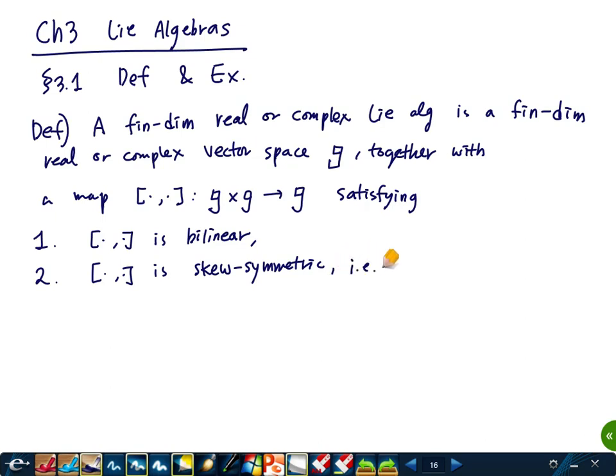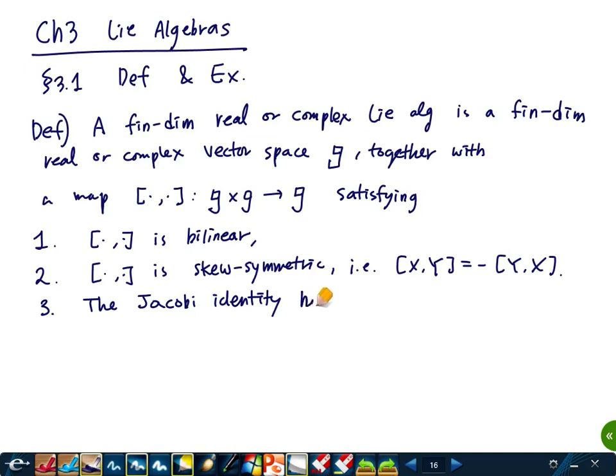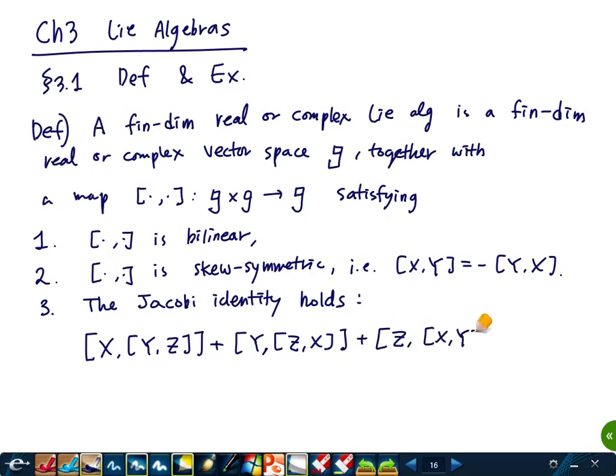So skew symmetric means xy is equal to minus yx. If you switch x and y, we get a minus sign. Third, this is the important thing: the Jacobi identity holds. So what is the Jacobi identity? It's like this: [x, [y, z]] and then you shift cyclically, [y, [z, x]], [z, [x, y]], the sum is 0 for all x, y, z in the Lie algebra.